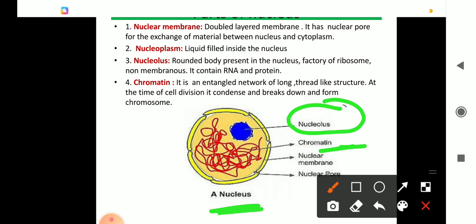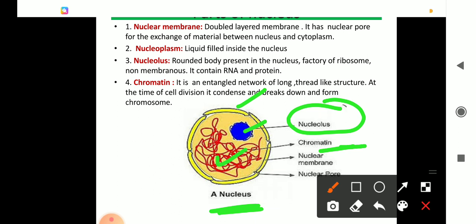This is the structure of nucleus. Double layer structure. You can see this is the double layer structure. Nuclear pores are there, and nucleoplasm, the liquid filled inside the nucleus. Then nucleolus, I told you, this is the factory of ribosome. इसके अंदर ribosomes बनते हैं, and it can also contain the DNA, RNA and protein. DNA is this, RNA इसके अंदर है, and protein.